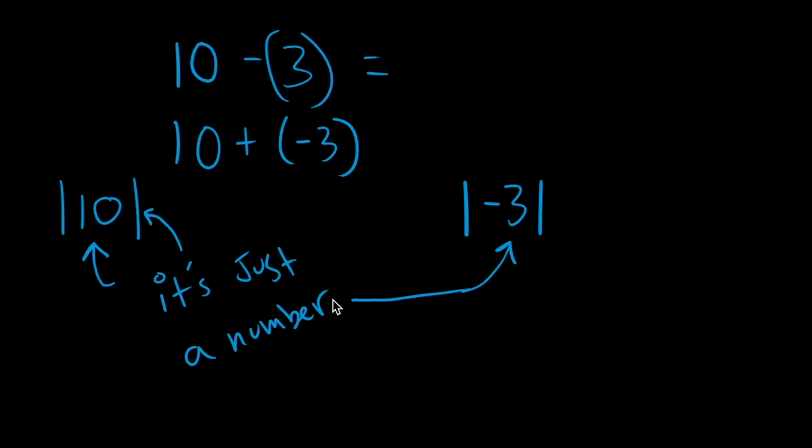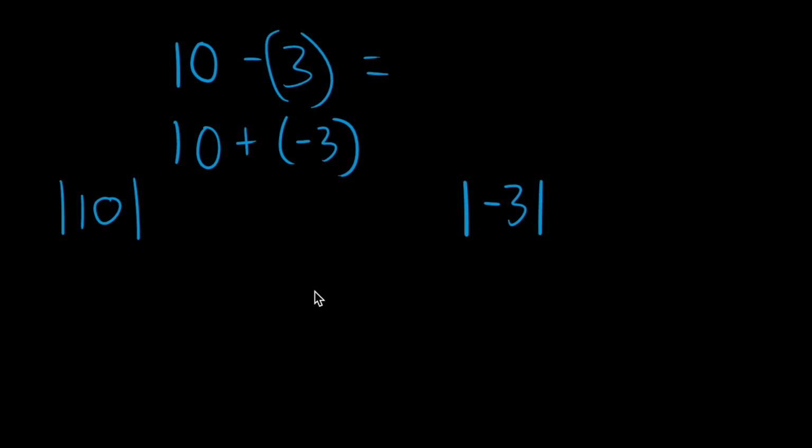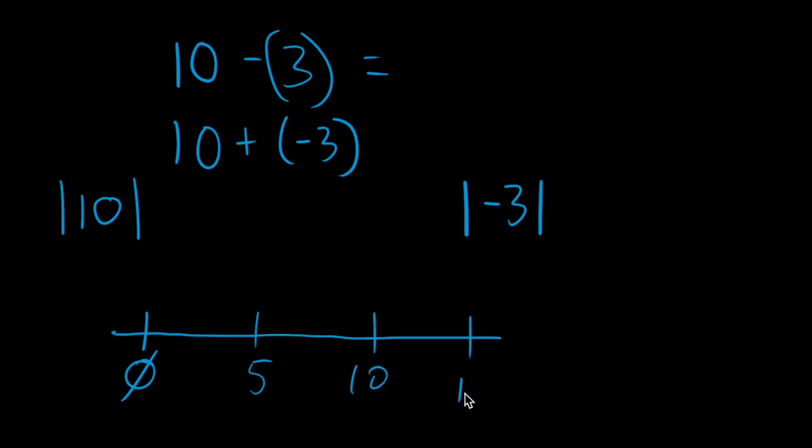Now, the absolute value, let me go ahead and erase all that. The absolute value refers to the distance from 0. So you have a number line like this. You have 0, 5, 10, 15, and so on. That's your number line. So the absolute value refers to the distance from 0, regardless if it's positive or negative.